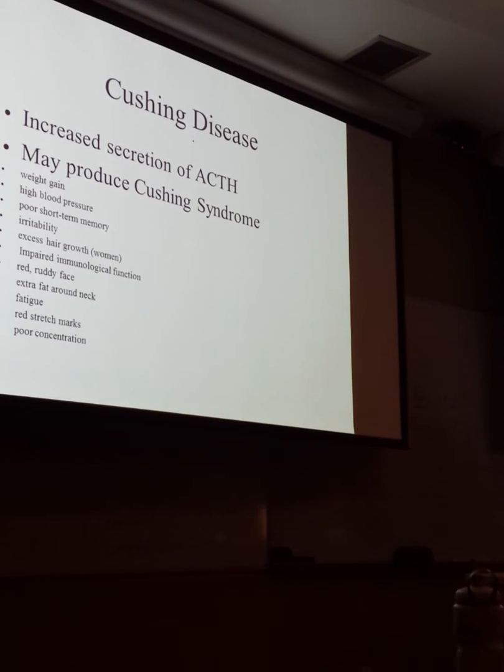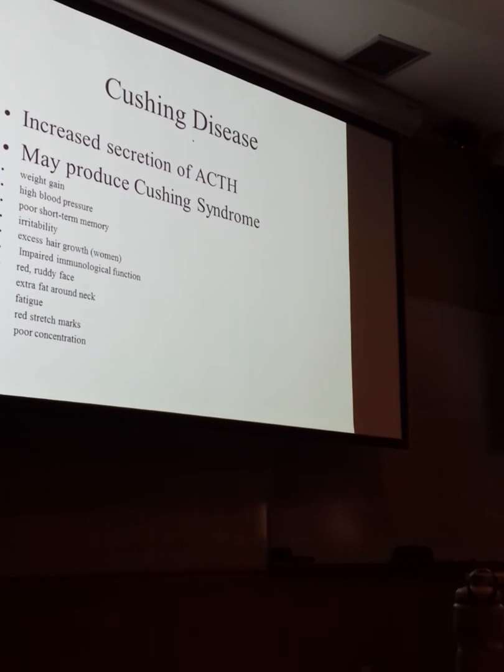So if we want to suppress the immune system, we'll give somebody a high dose of steroids. Okay? And so if you give somebody a high dose of prednisone or cortisone, you will, over a period of time, produce Cushing's syndrome. Now, people that have Cushing's syndrome have a very typical appearance.